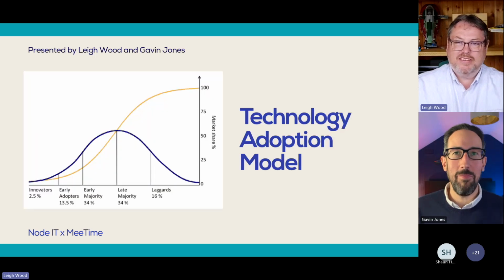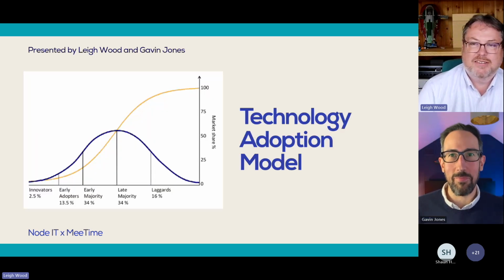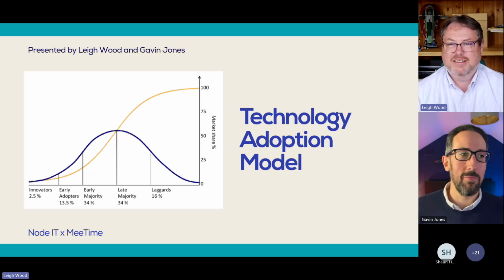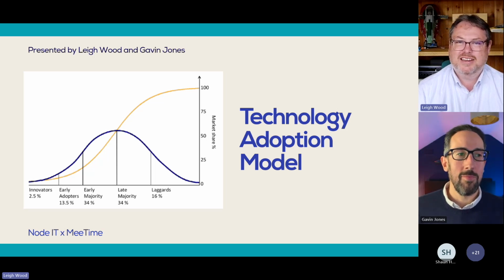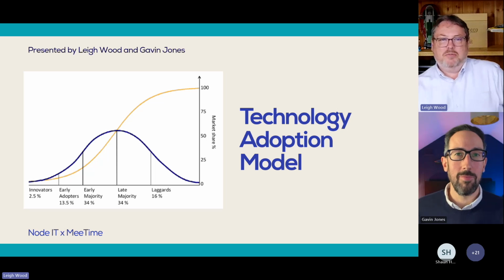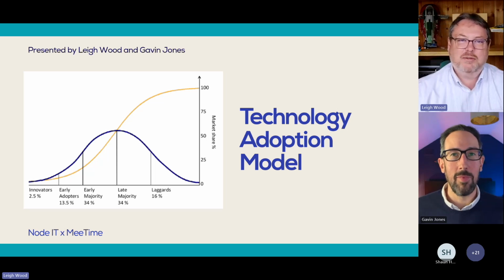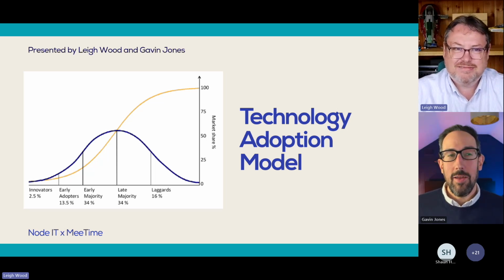So we'll go on to the technology adoption model, which is a very useful thing to know because it kind of gives a little bit of history. So, Gavin, can you take us through how people have adopted technology and the timescales on these sorts of things?